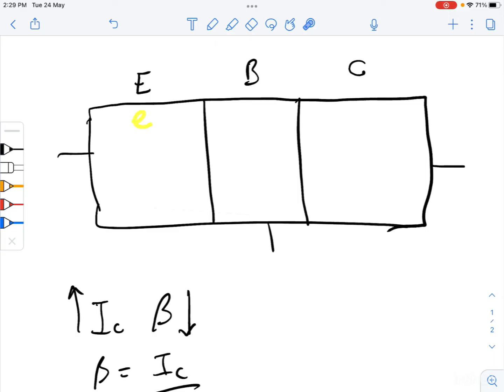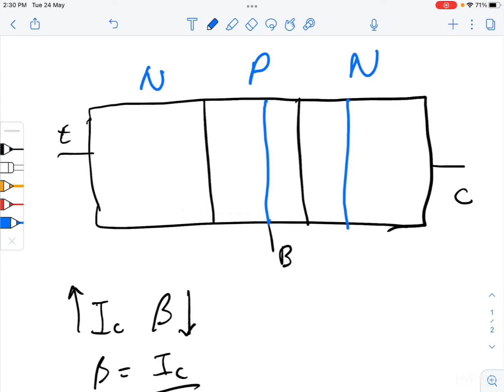Basically, the electrons diffuse from the emitter to the base side. Some will combine, and some will be drifted and collected at the collector. Good. So let's say this is an NPN transistor: emitter, base, collector. Again, you can see the depletion region, so let me draw the depletion region over here.